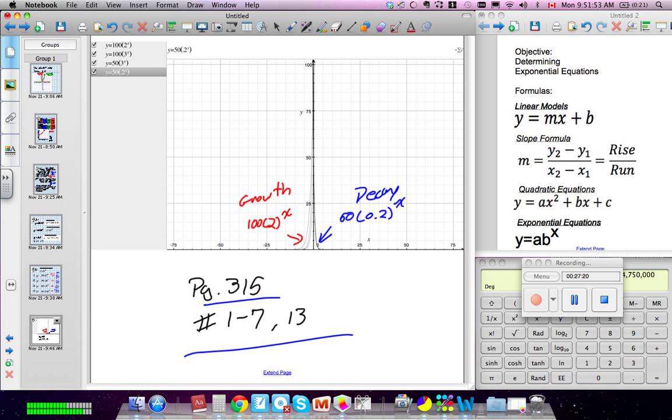Okay, so homework: page 315, numbers 1 to 7, and number 13.